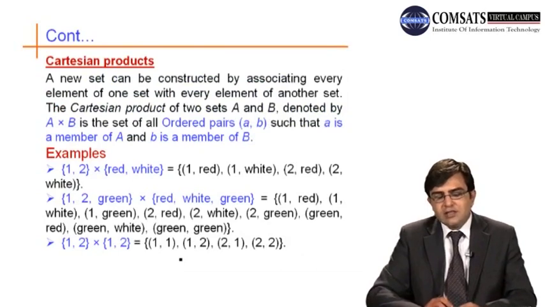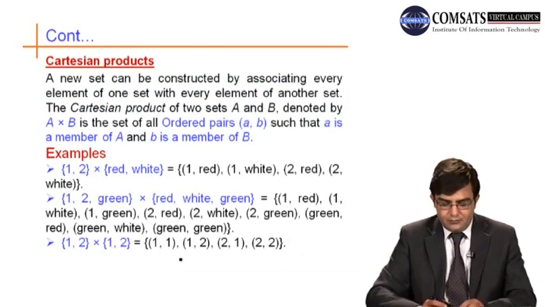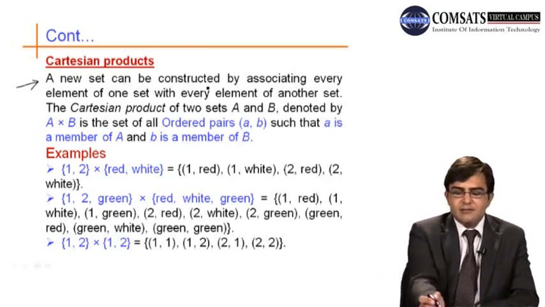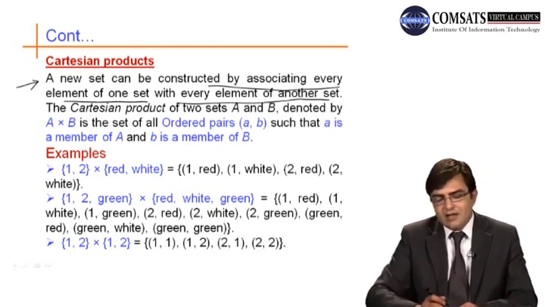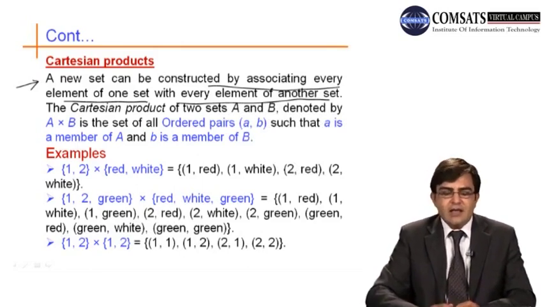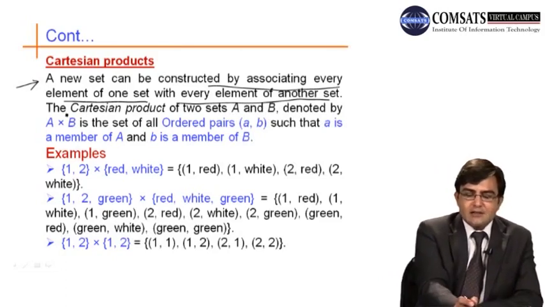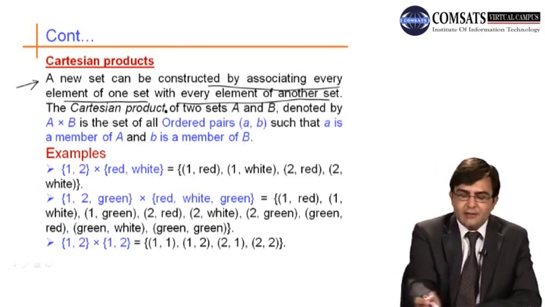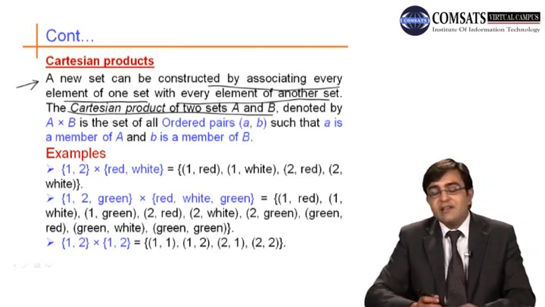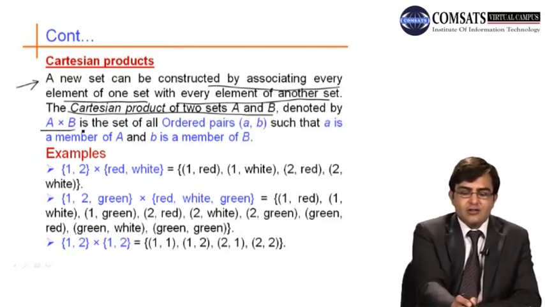Now the Cartesian product of two sets. The Cartesian product of two sets is basically a new set. A new set can be constructed by associating every element of one set with every element of another set. This is how we construct the Cartesian product, as the name product suggests. It is called the Cartesian product of two sets A and B, and it is denoted by A cross B.